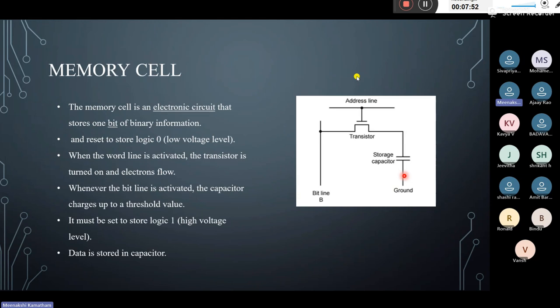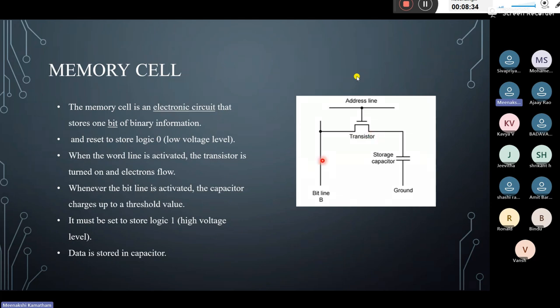Coming to the DRAM, we need only one transistor and one capacitor to store one bit of information. As I mentioned previously, there are a word line and a bit line, where the word line is nothing but the address line. Whenever we get the power supply, VDD or 5 volt supply from our system, the transistor turns on immediately. Whenever the transistor is on, the electron flow occurs from the transistor to the capacitor.